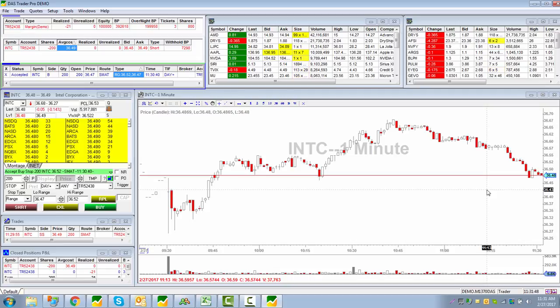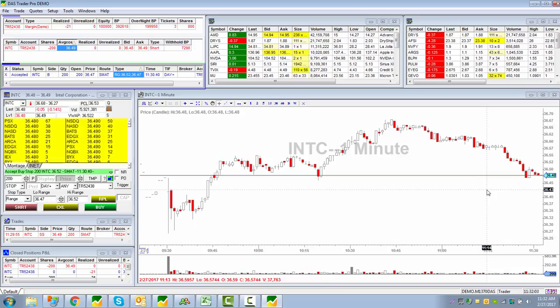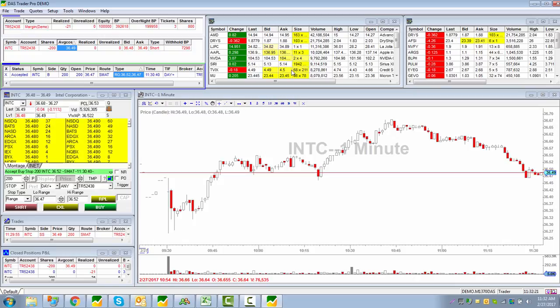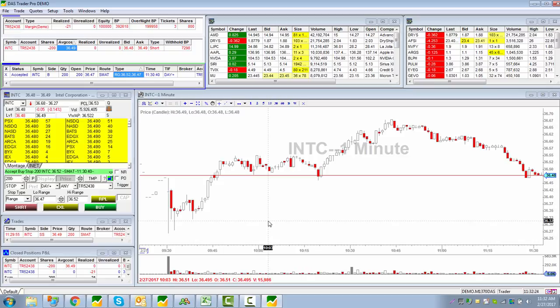I mean, it's pretty close to that 36.47 limit order, and maybe you might be able to get a good idea of how limit orders and market orders work. Okay, it's running up a little bit.